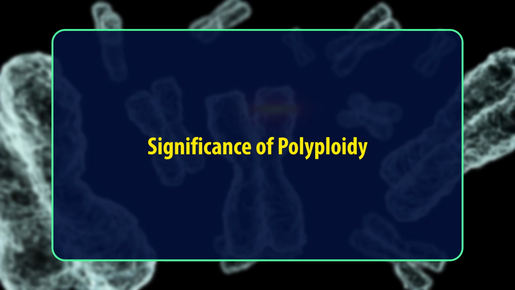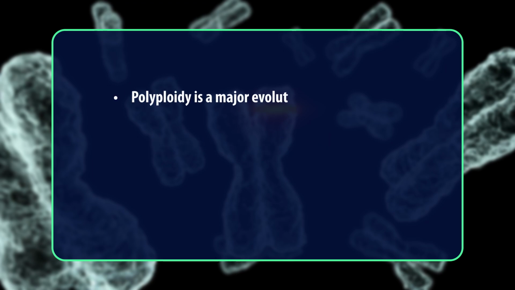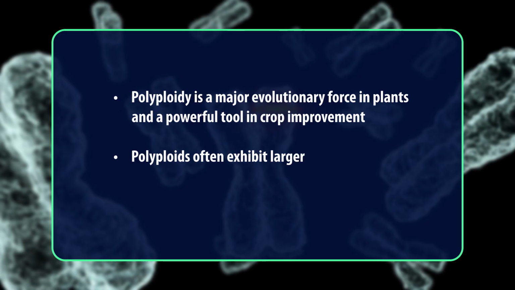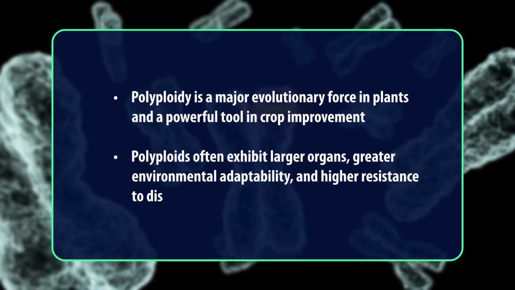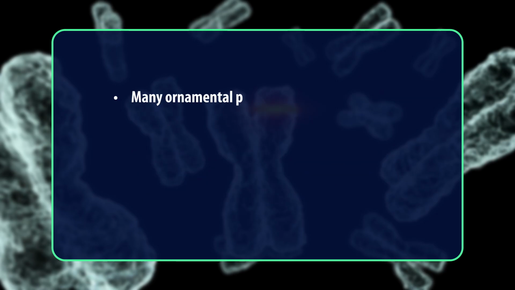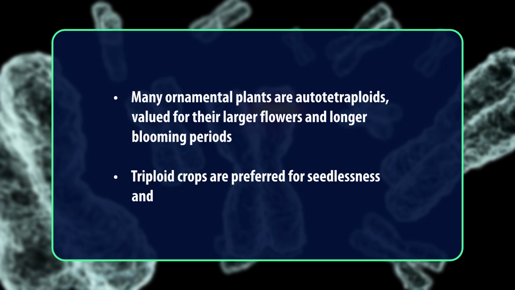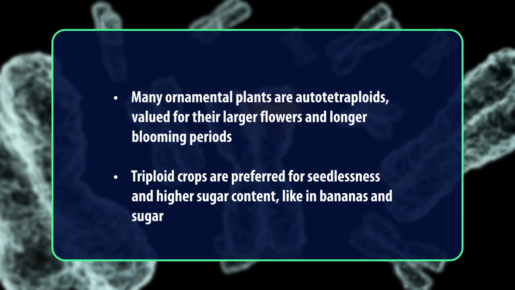Let's move to the significance of polyploidy. It's a major evolutionary force in plants and a powerful tool in crop improvement. Polyploids often exhibit larger organs, greater environmental adaptability, and higher resistance to disease than their diploid counterparts. Many ornamental plants are autotetraploids, valued for their larger flowers and longer blooming periods. Triploid crops are preferred for seedlessness, dear students, and high sugar content, like in bananas and sugar beets.